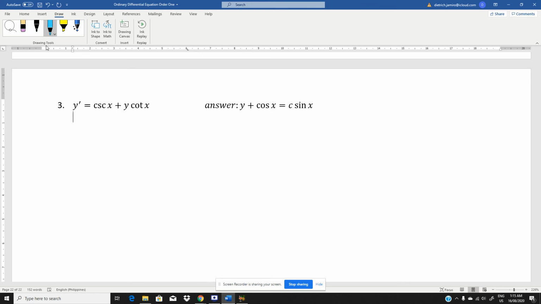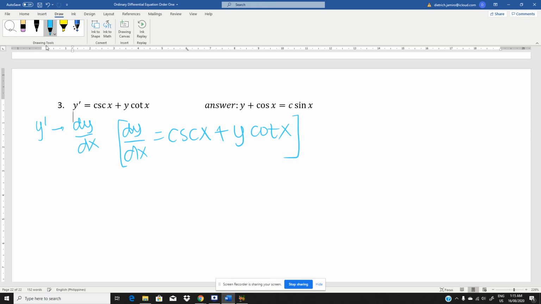So I'll just change my ink. I'll change y prime into dy over dx. So we will have dy over dx is equal to cosecant of x plus y cotangent of x. Multiplying both sides of the equation by dx, we will have dy is equal to cosecant x dx plus y cotangent of x multiplied by dx.